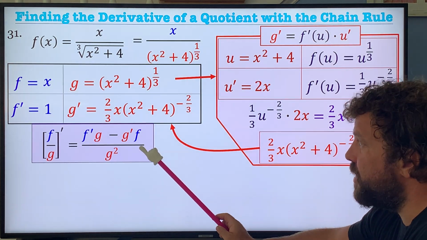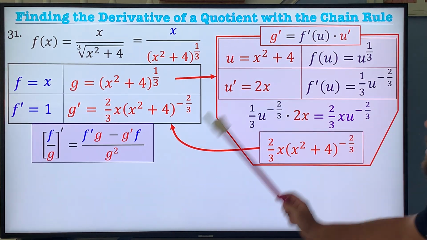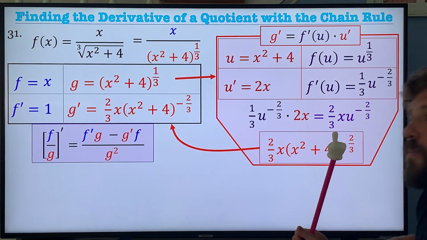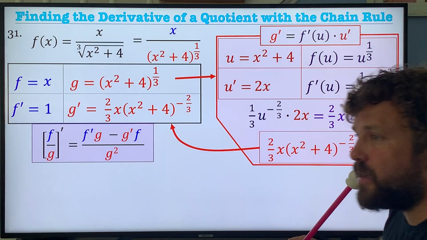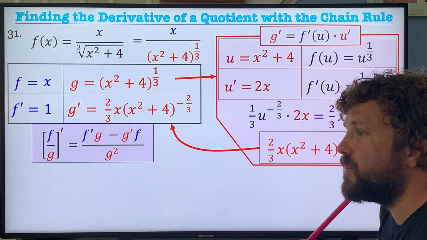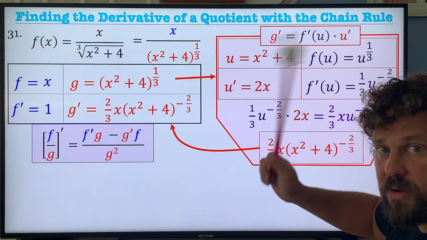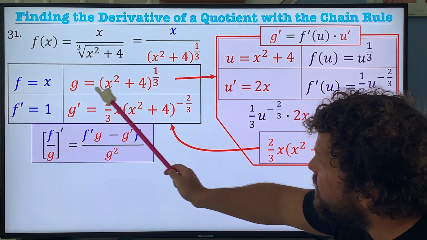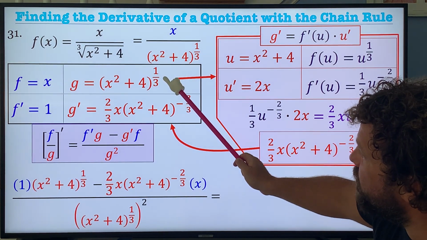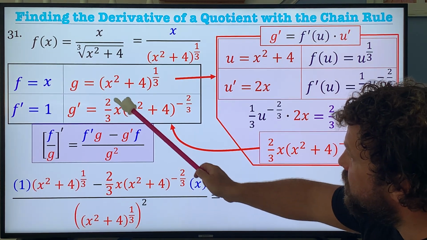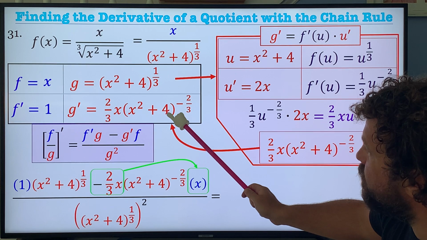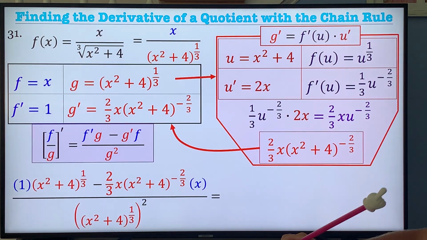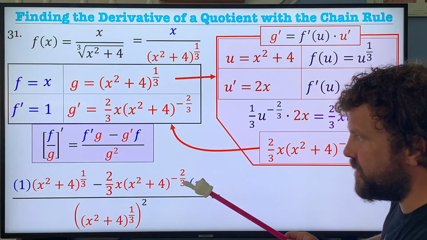Okay? So now plugging it into this equation, which is different, make sure you're doing a quotient equation. Too many times I see people doing problems, and what they end up doing is they end up not solving the problems. They just solve using whatever equation they want. With division, you have to use this equation. 1 times x squared plus 4 to the 1/3 power minus 2/3 x times x squared plus 4 to the negative 2/3 times x.